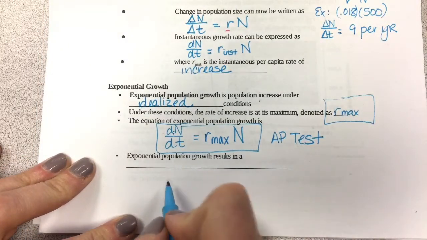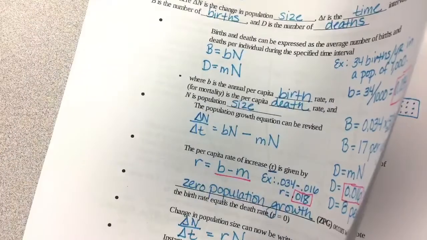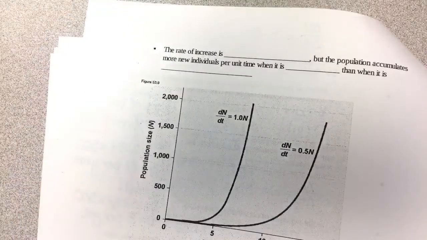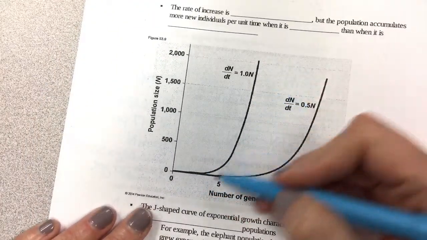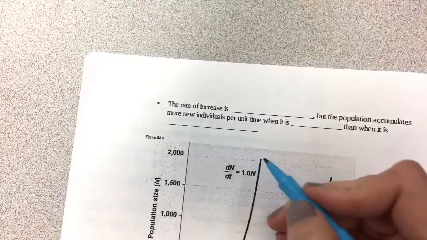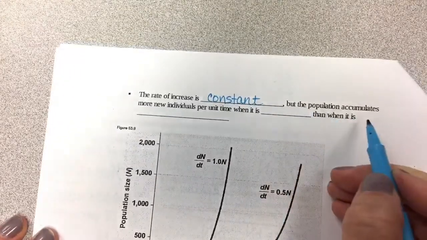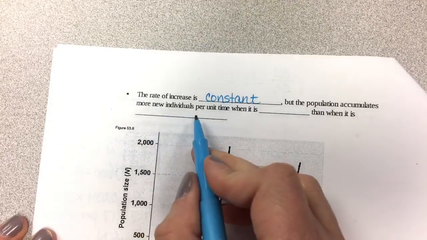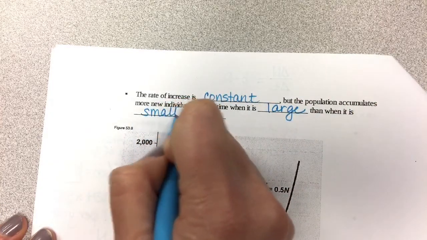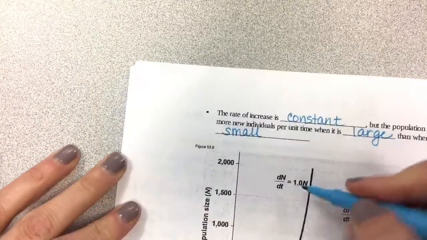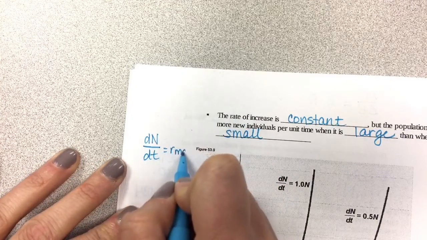So exponential growth results in what we call a J-shaped curve. So if we look at the next page here, it explains the J-shaped curve. If we look here, it looks like the letter J. So that's where it comes from. All right, the rate of increase, though, is constant. But the population accumulates more new individuals per unit time when it's large than when it is small. So remember, the equation is change in population size over time is r max N.